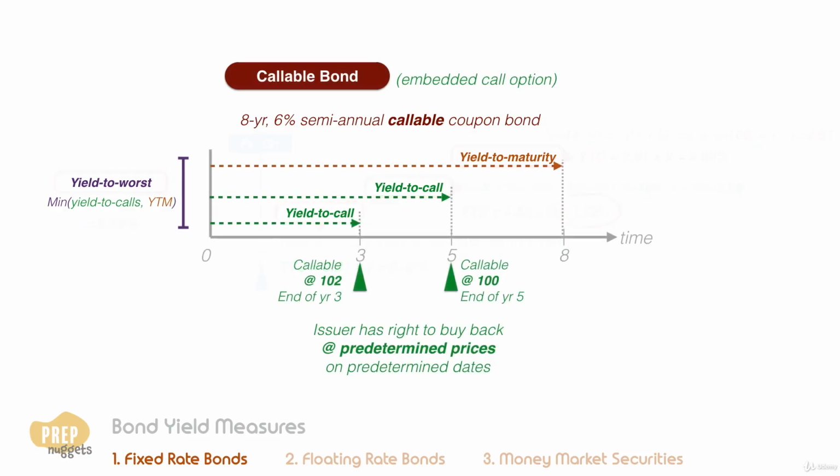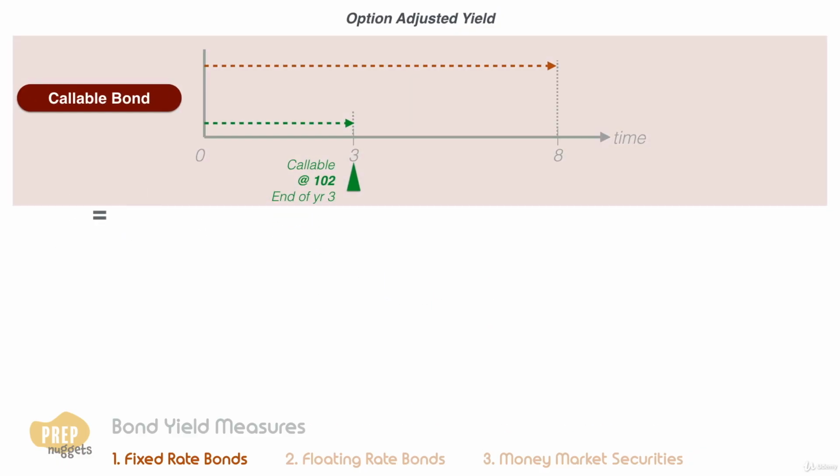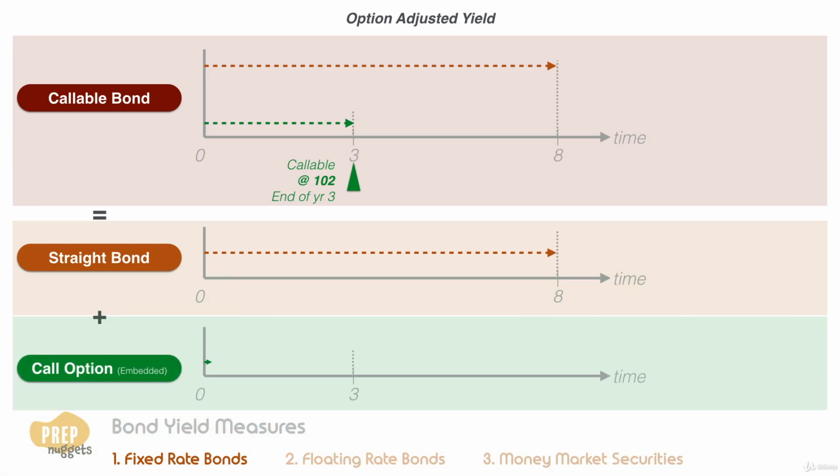However, a more precise approach is to provide the option-adjusted yield. Recall that a callable bond can be replicated as a straight bond, and an embedded call option on the bond that expires on the bond's call date.